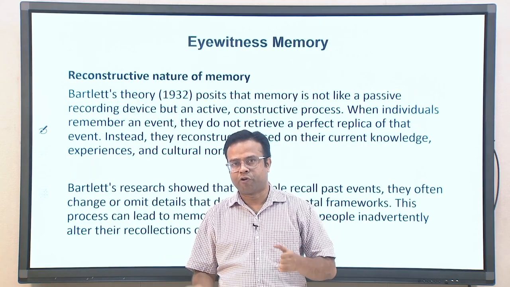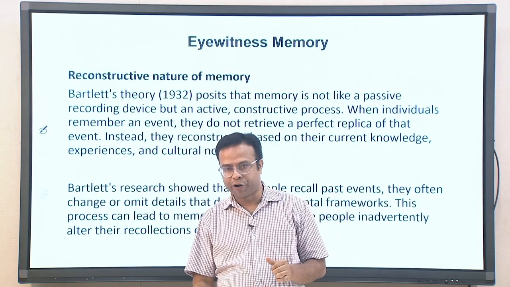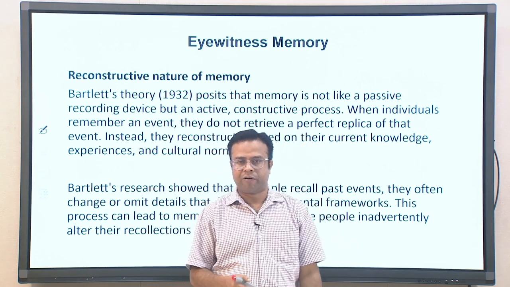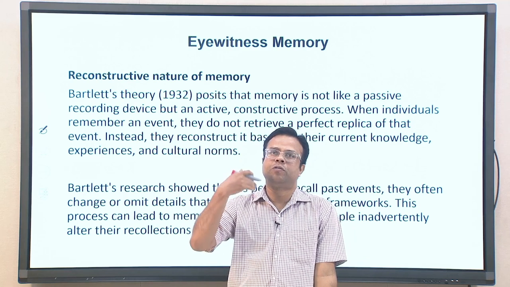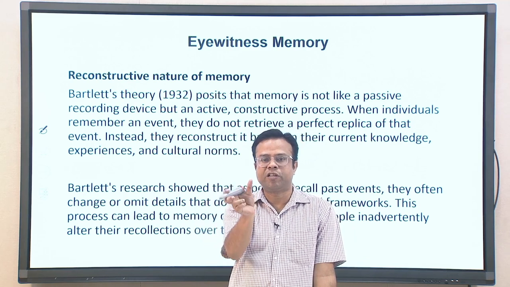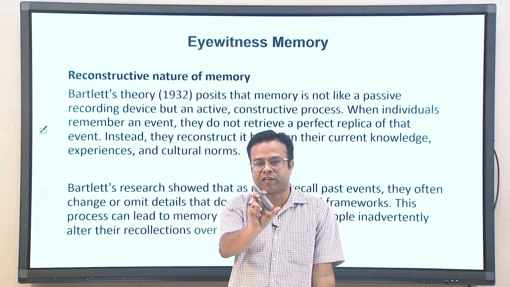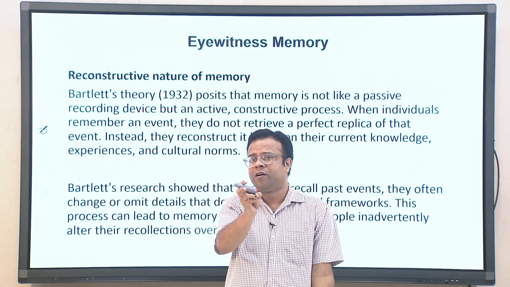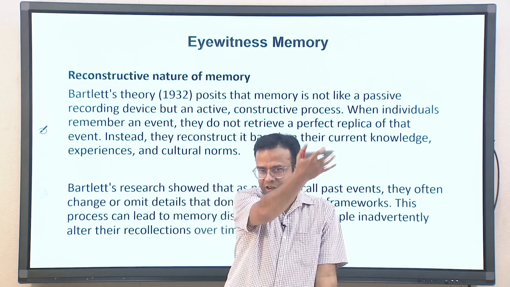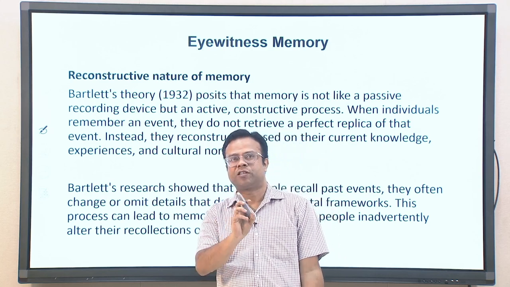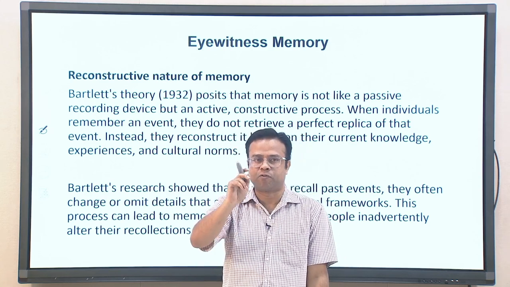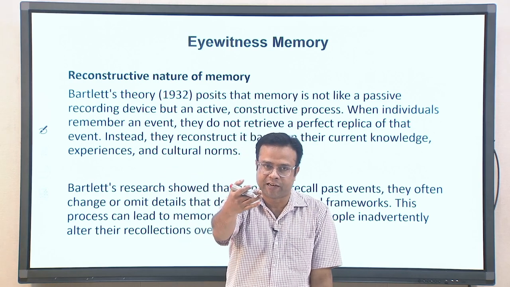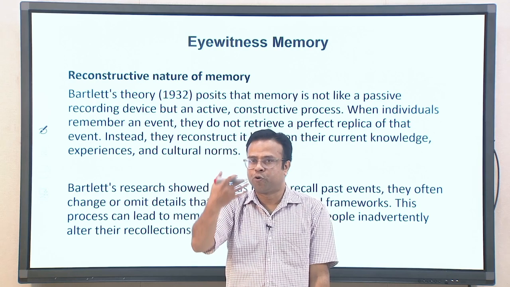Now, the last one that we will be talking about is called eyewitness memory, where emotion can also play a very important role. Eyewitness memory can be explained using the concept of the reconstructive or constructive nature of memory that we hinted at in the first slide: memory is not just an exact replica like what a camera does, taking a photograph that we can see exactly later. Memory is much more dynamic.